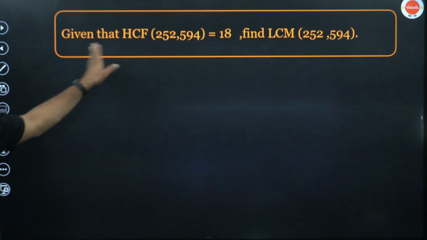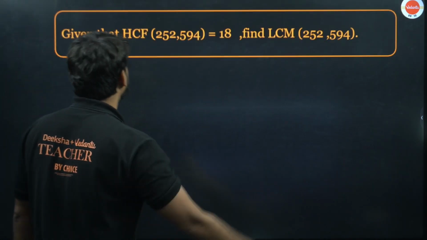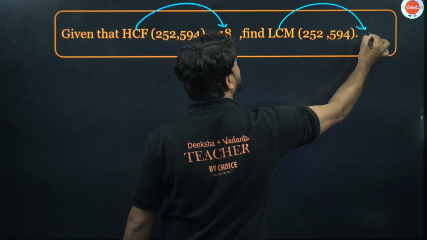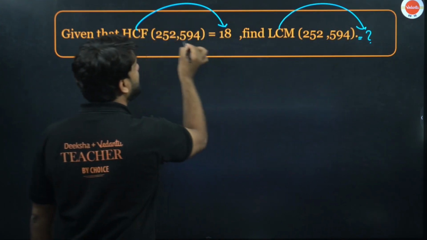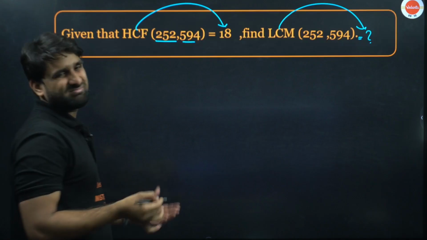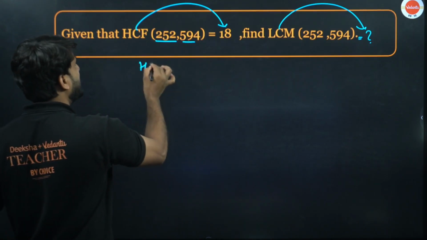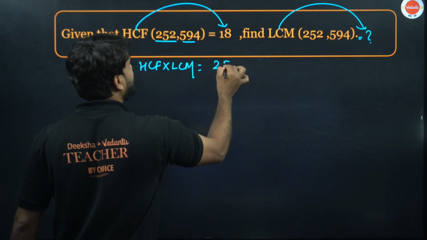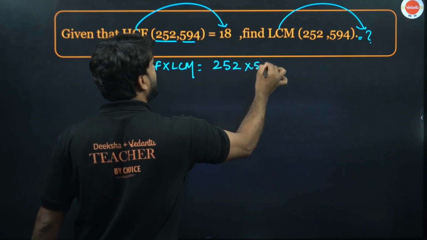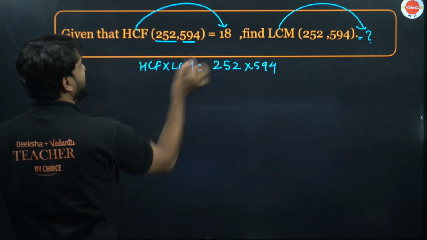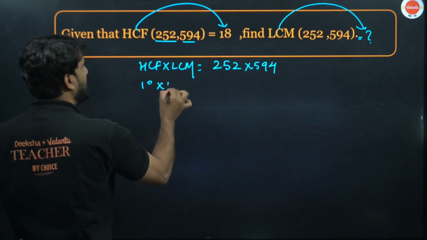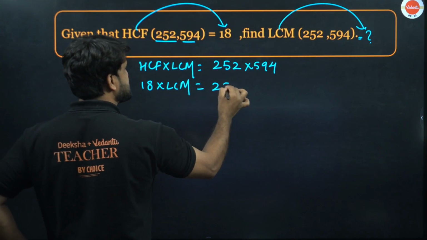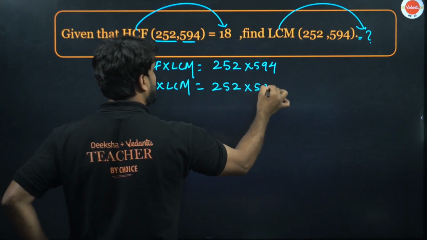Okay, moving ahead. Very easy question, simple. So HCF here is 18 and we have to find LCM. Two numbers are given to you. My dear champion, this is very easy now. HCF into LCM is equal to 252 into 594. HCF is 18 here. So 18 into LCM is equal to 252 into 594.